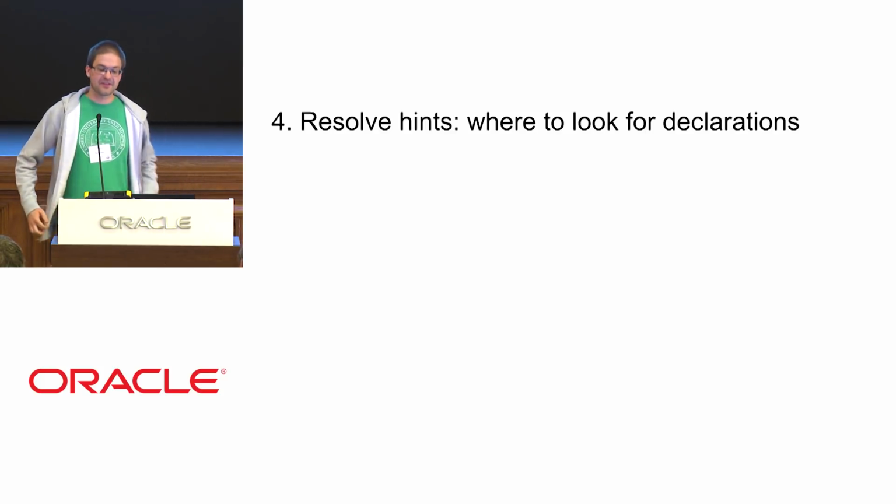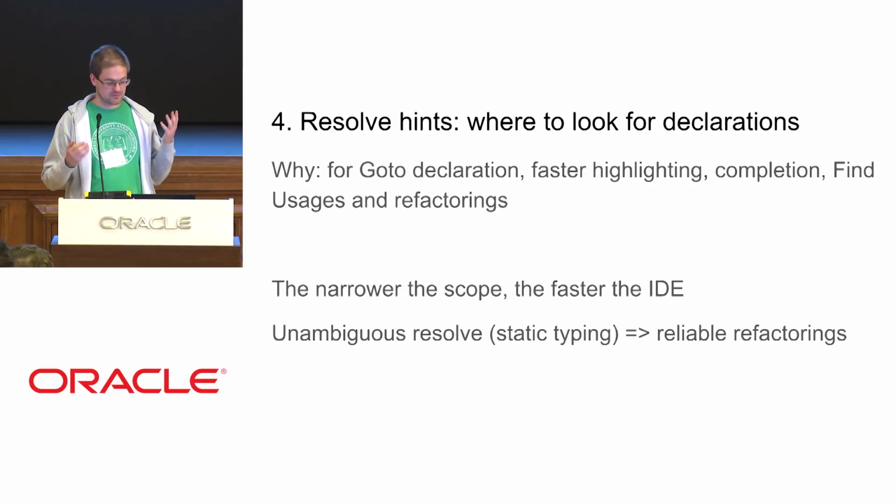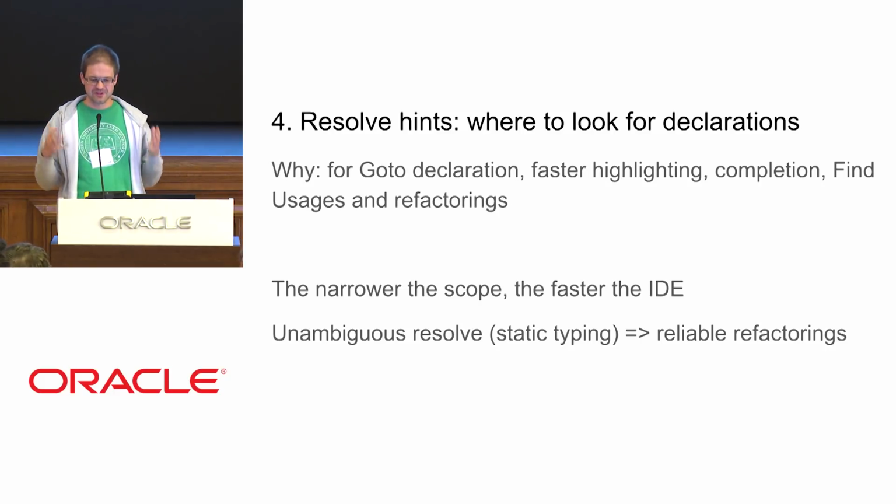Okay, the next and the final point is resolve hints. When you have a reference, it's nice to have an idea where to look for the declarations. And we need that for a lot of things: for go-to-declaration functionality, for highlighting to work faster, and for everything else, including find usages and refactoring, to also work faster. And the fewer places where to look for the declarations, the faster we can check them all, and the better.